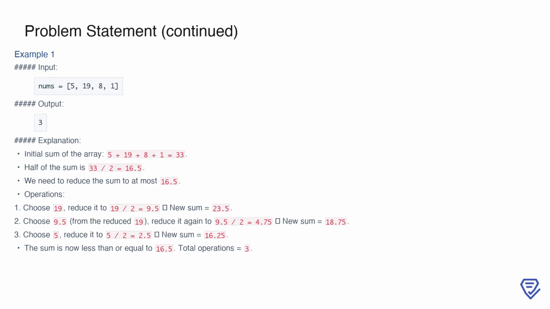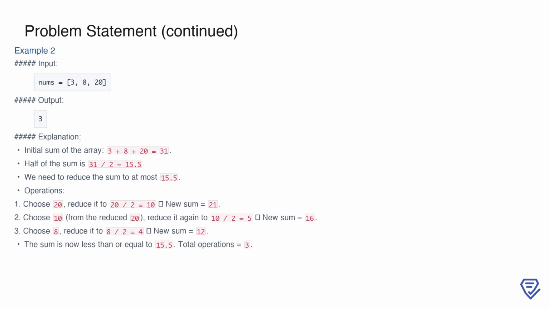Next, we take 9.5 again and reduce it to 4.75, which brings the sum down to 18.75. Finally, we reduce the next largest number, 5, to 2.5, lowering the sum to 16.25. At this point, the sum is less than or equal to 16.5, so we stop. The total number of operations performed is 3, and that's our result for this example.